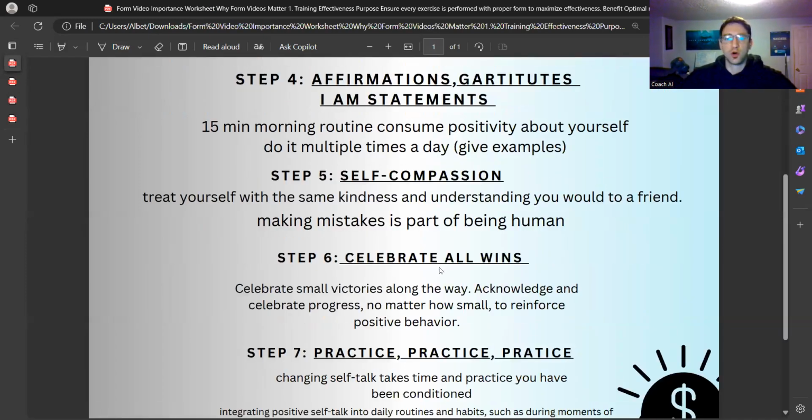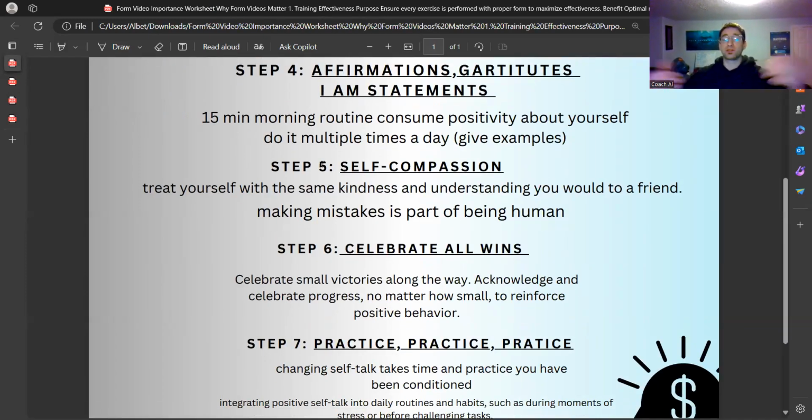Here we go. You can do the 15-minute morning routine multiple times throughout the day. It doesn't have to be just in the morning. I sometimes do it at night and in the morning. I kind of prepare for my morning one at night and reflect on my day.